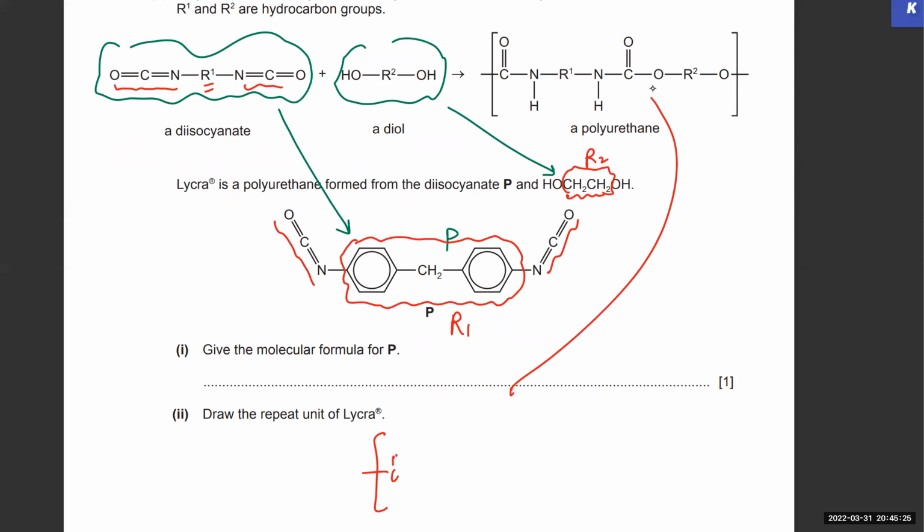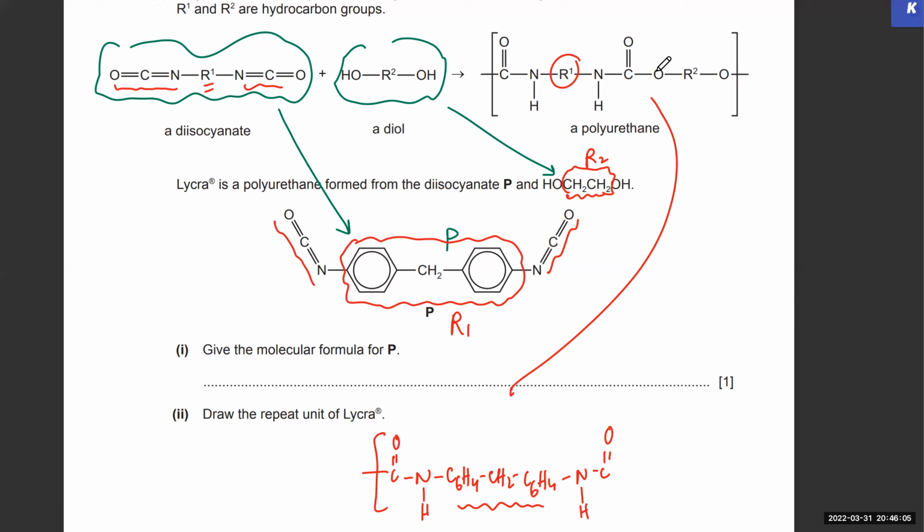There's a continuation bond, there's C double bond O, then there is NH, and then you have R1. So I'm just going to write the molecular formula of R1. Benzene is C6H4. Then I have CH2. Then I have the other benzene, which is again C6H4. That's R1. Then it starts repeating after that. Then there is NH, and then there is C double bond O, right?